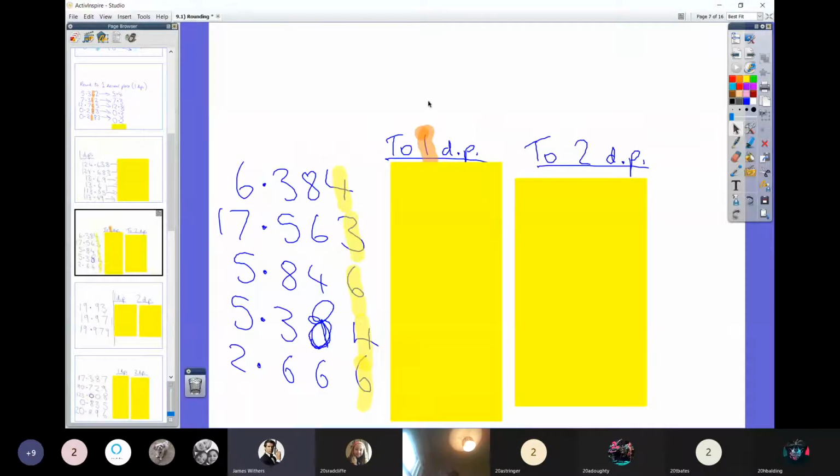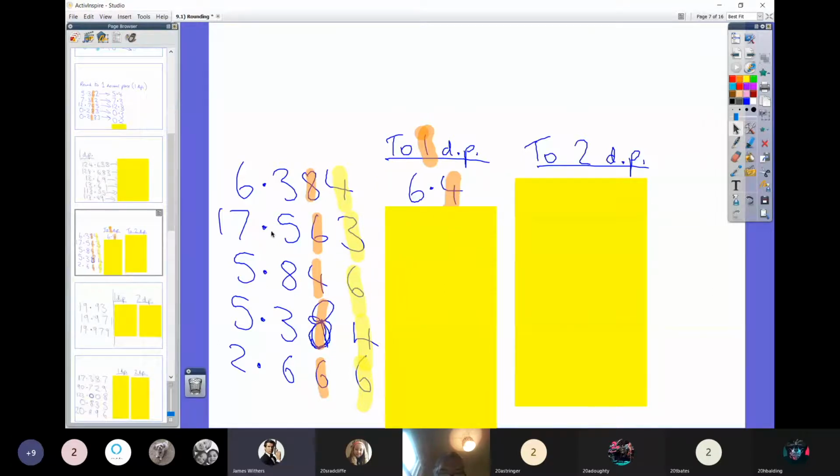So this one here, I want us first of all just to think about doing it to 1 decimal place. So when we're doing it to 1 decimal place, we know there's going to be 1 number after the decimal point. So we've got to consider the ones in orange, whether we round up or down. So again, this is still 1 decimal place. So we're going to get 6.4, because that 8 is 5 or above.